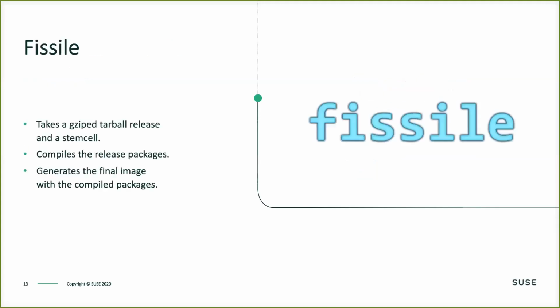So what is Fissile? Fissile is a tool that takes a gzipped tarball release, a BOSH release, and a stemcell already in a container, and then it compiles the release packages and generates the final image with the compiled packages. This image is in a state where we can render job templates and execute the binaries. The advantage is being able to pre-compile all those Cloud Foundry jobs that we use, and just render them at runtime.